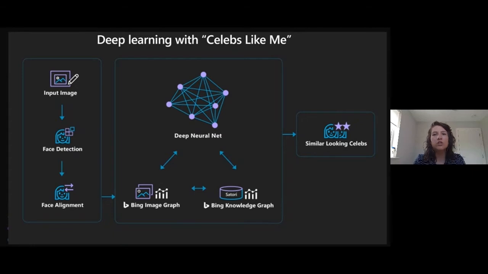So what Celebs Like Me used to do, it was a Microsoft thing, was when it existed, you could put your image in, and first of all, it would recognize that your face is there, detect your face, and then align your face. Once that was done, it would pass it in to be analyzed with its neural network and its deep learning tools. These deep learning tools were set up and trained using Bing Image Graph and Bing Knowledge Graph. So these two things basically work together. Between all of this area here with our neural network, it was able to analyze our face and the landmarks in our face and match them to the closest looking celebrity.